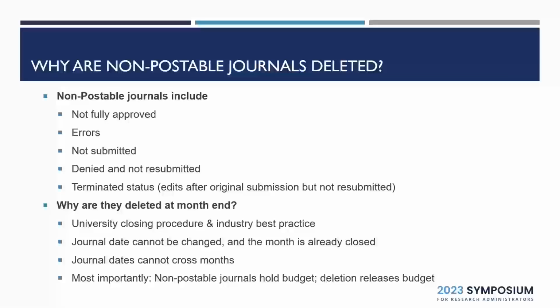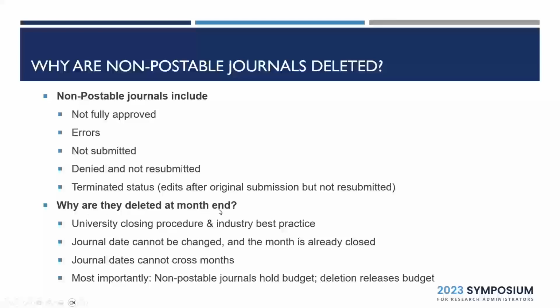So this is a common question. Why are non-postable journals deleted? Well, first, non-postable journals are those journals that are not fully approved, have errors, are not submitted, were denied and not resubmitted, or are in terminated status, which means edits were made after the original submission of the journal, but it was not then resubmitted.